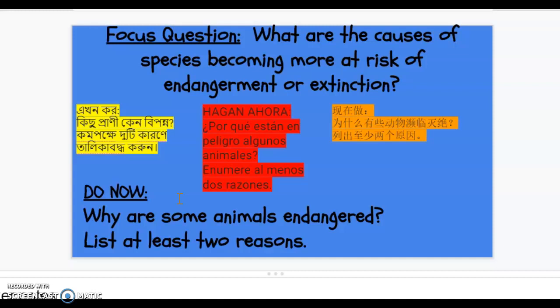Good morning. Today we're going to be reading a News ELA article on the topic of endangered animals. So our focus question is, what are the causes of species becoming more at risk of endangerment or extinction? The do now question is, why are some animals endangered? List at least 2 reasons.